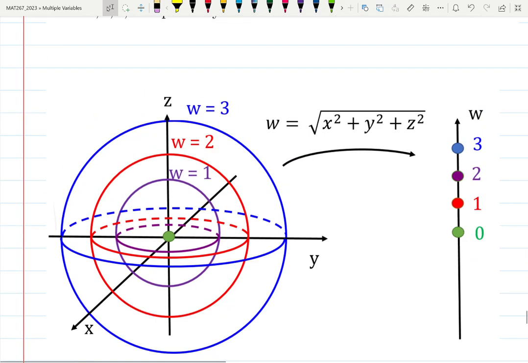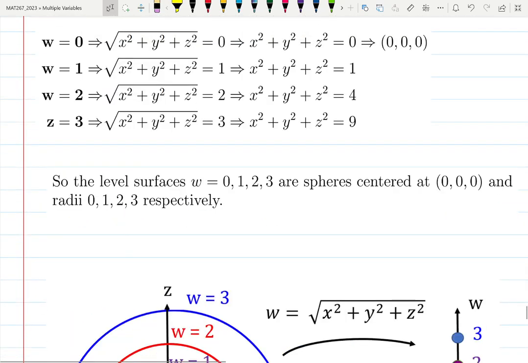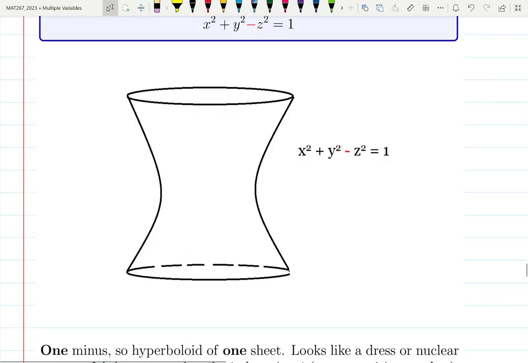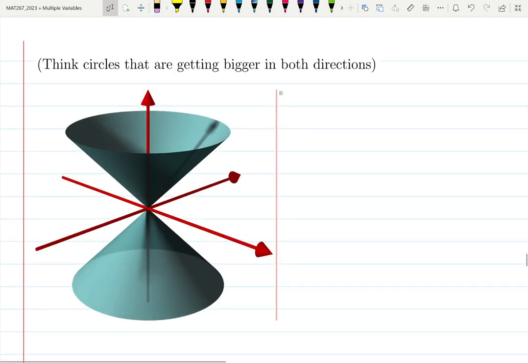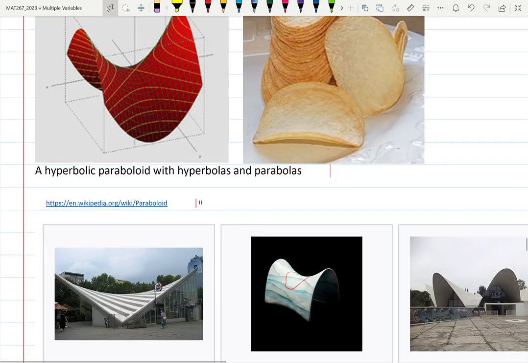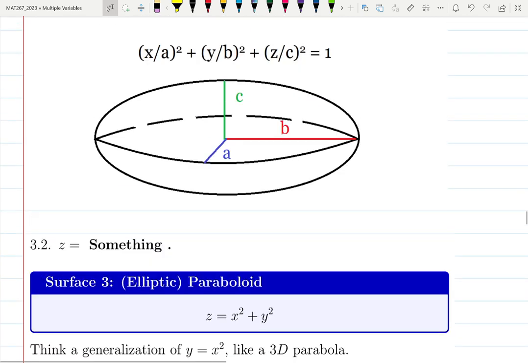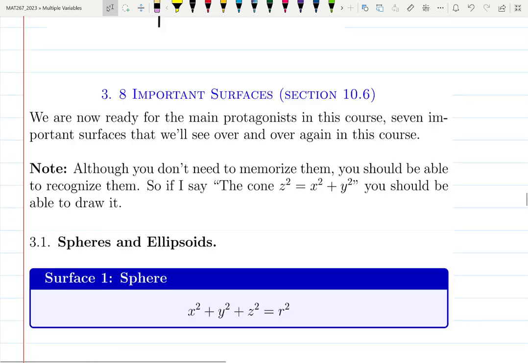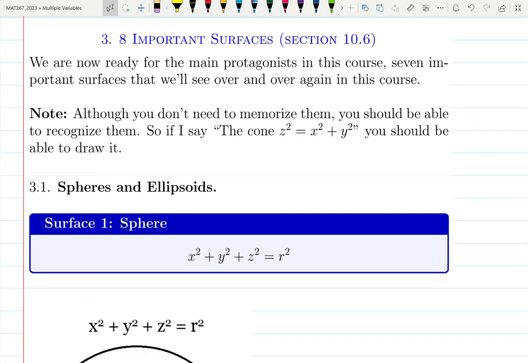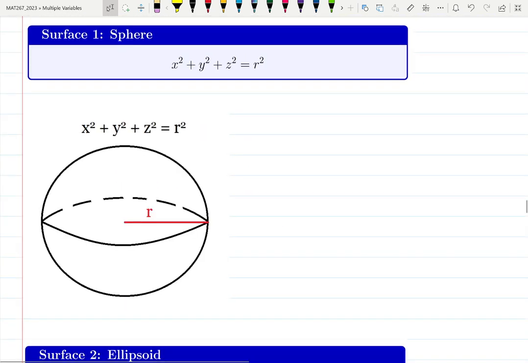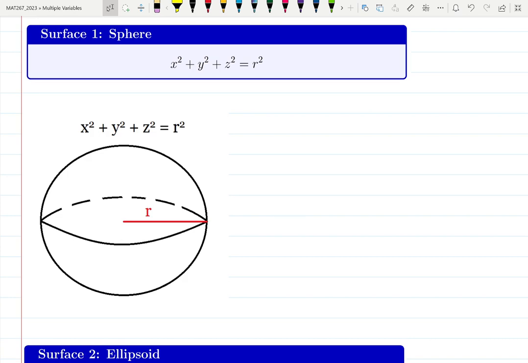Finally, check this out. In 10.6, we skipped the list of basic shapes because this class goes too fast. But actually, I was required to memorize all those basic shapes. So it was 10.6 chapter. Let me show you from the beginning. Here it is. Some important surfaces. For example, a sphere. Okay, we have to know the sphere. That's classic. X squared plus y squared plus z squared equals radius squared.